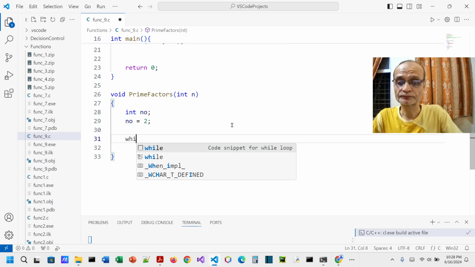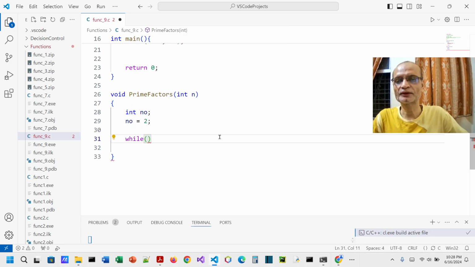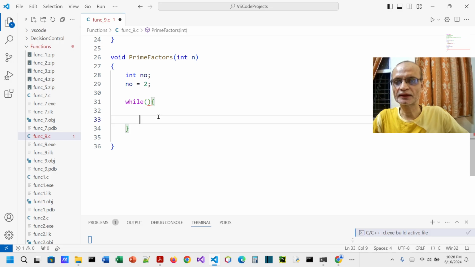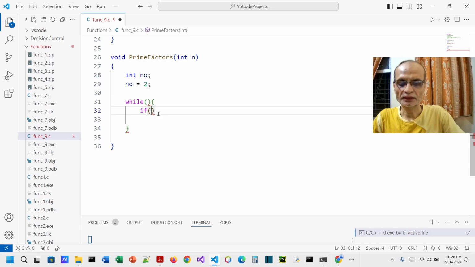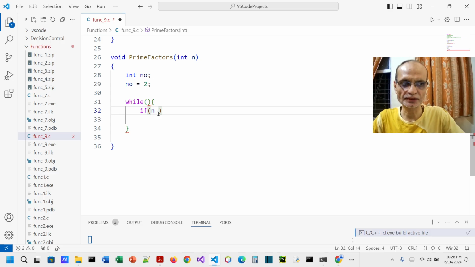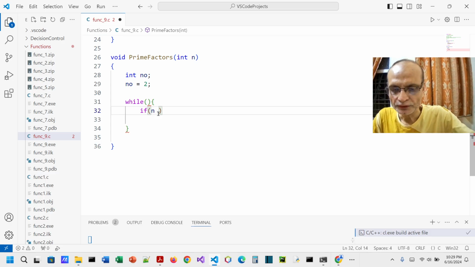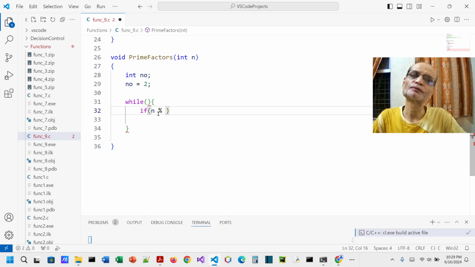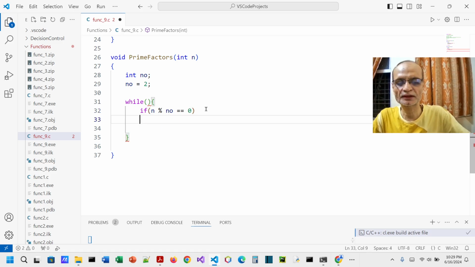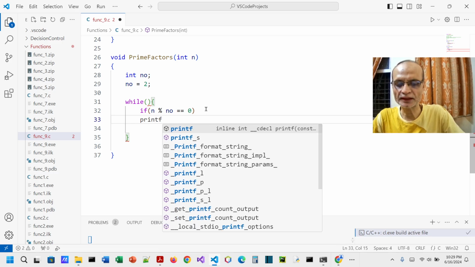You have a while loop, and in the while loop you need to write a logic, so that we will develop. If n, whatever has been entered by the user, you divide it by whom? You use the modulus sign and check the remainder. So you have n mod no equal to 0. That means if it is divisible, then you simply print that particular factor.